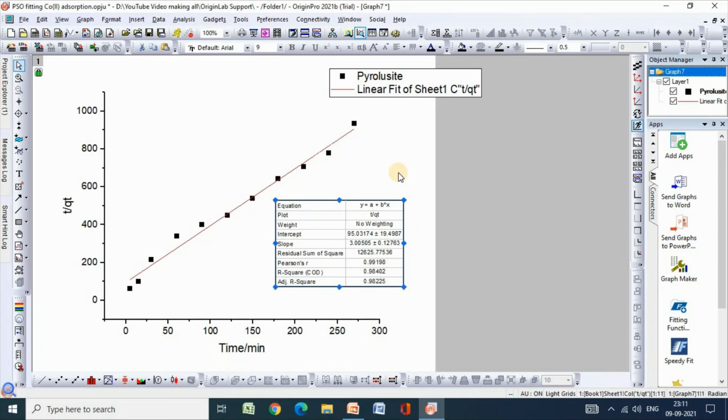So this is how we can calculate the pseudo-second order kinetic model parameters, and after some editing we can easily make it publication quality.